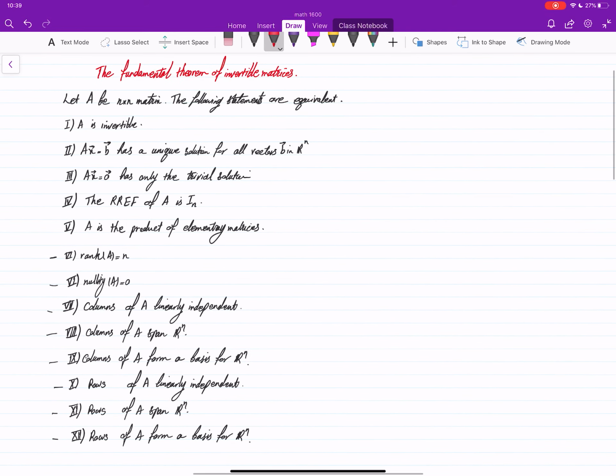Okay, let's put all these together in one big version of the fundamental theorem. Your book writes this version as version 2. It has all the 5 versions that we had before. Now we added that the rank of A needs to be equal to n. The nullity must be 0. Also some conditions about the columns. The columns must be linearly independent, span Rn, and form a basis for Rn. We proved the same thing holds for rows. The rows are linearly independent, span Rn, and form a basis.